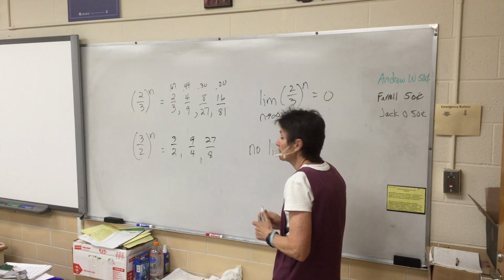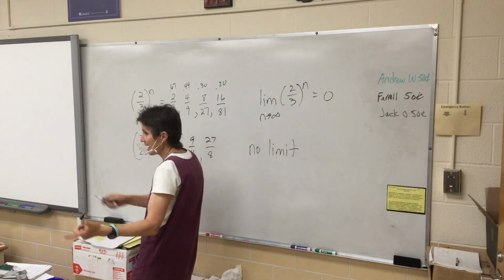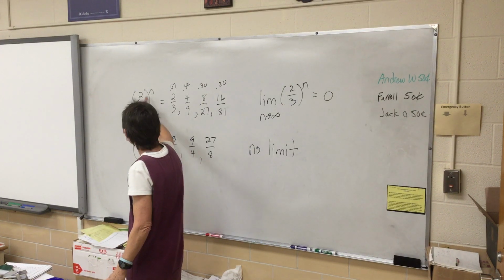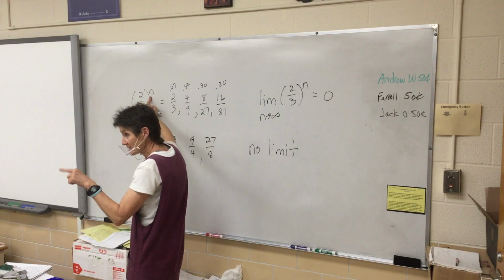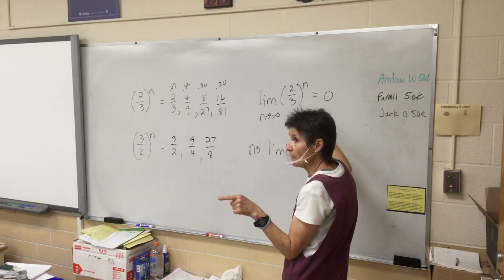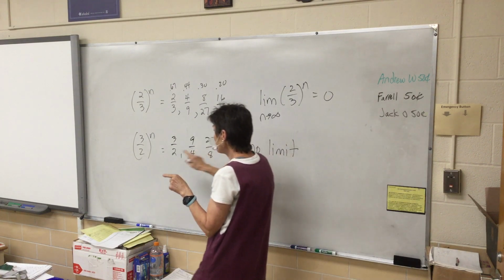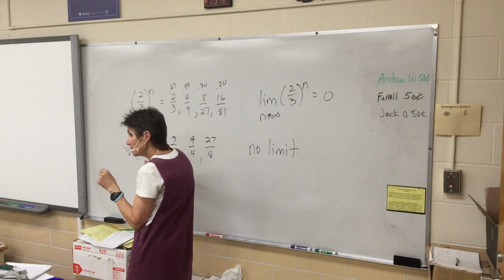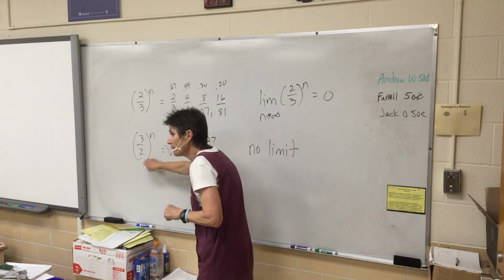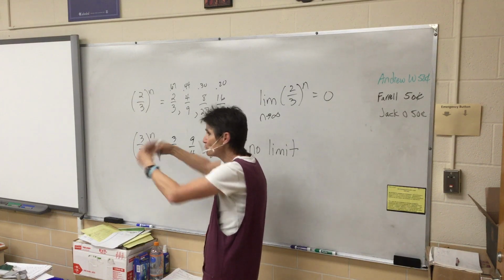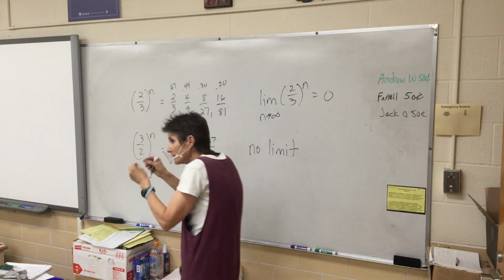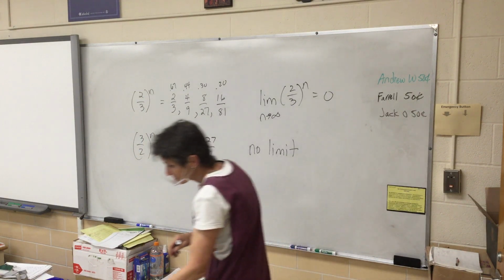That one's bigger than 1. Bingo. The first one's less than 1. That's it exactly. Both of you guys said the same thing. If the number that you're raising to the power is less than 1, then your limit is always going to be 0. But if your number that you're raising to a power is bigger than 1, then you will never have a limit. Because if you multiply by something bigger than 1, you just keep getting bigger. But if you multiply by something less than 1, you just keep getting smaller.